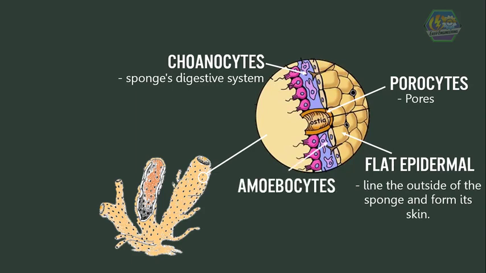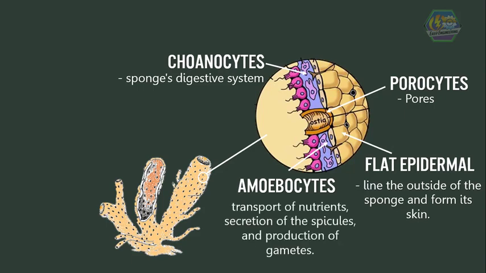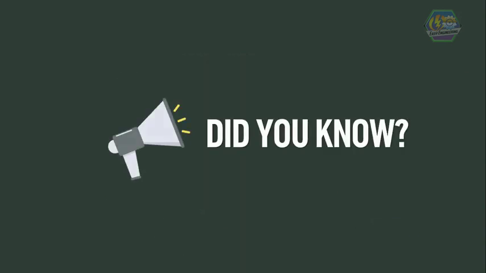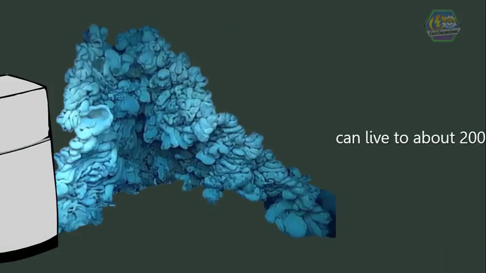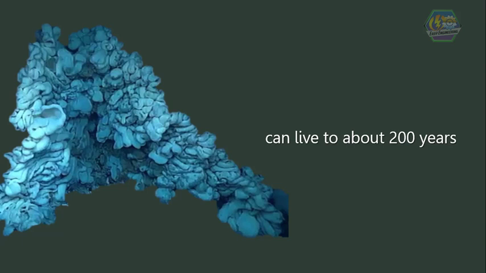Amoebocytes carry out many of the sponge's functions, such as transport of nutrients, secretion of the spicules, and production of the gametes. And that's all of them. No cells for the brain or heart because they don't have any. Fun fact, learners, did you know that the tallest sponge can grow as tall as a fridge? And they can live to about 200 years too.